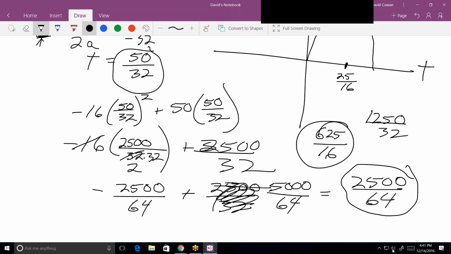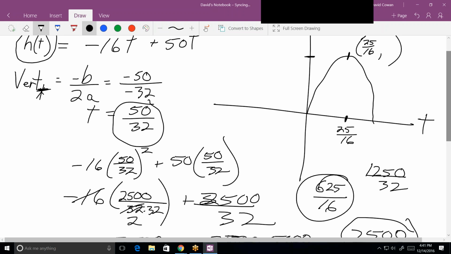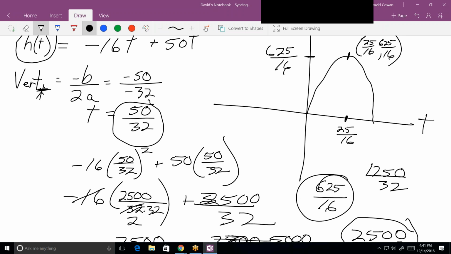So the height is 625 over 16. So the y-coordinate is 625 over 16. And this spot right here is 625 over 16. So about a second and a half after the football is kicked, it reaches its height, and its height is approximately 40 feet. Whatever 625 over 16 is, close to 40.